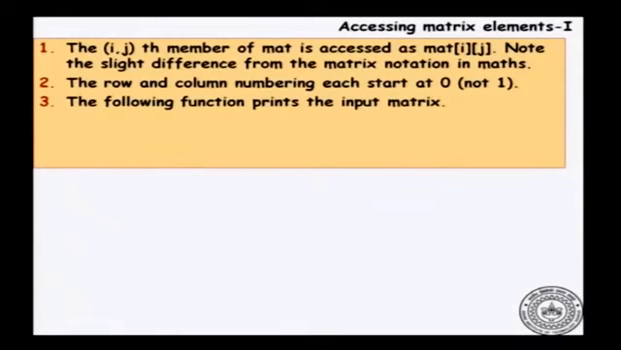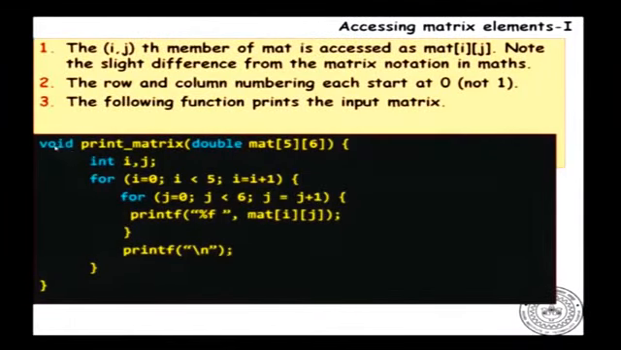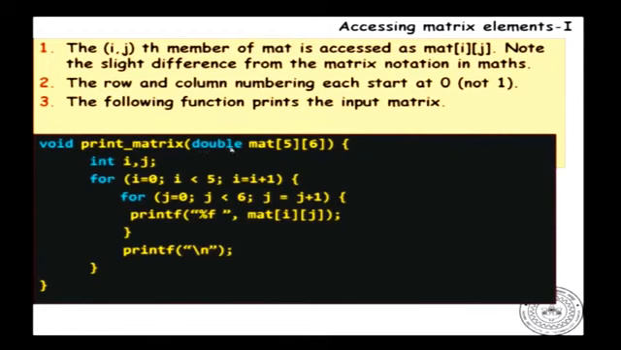Let us look at a function which prints the input matrix. So, I have a function, it returns void. So, it does not return anything, it just performs an action, which is to print a matrix. Now, the function is called print matrix. It takes a double matrix, a mat of size 5 by 6, 5 rows, 6 columns each. I first declare i and j. i is supposed to iterate over the rows and j is supposed to iterate over the columns.